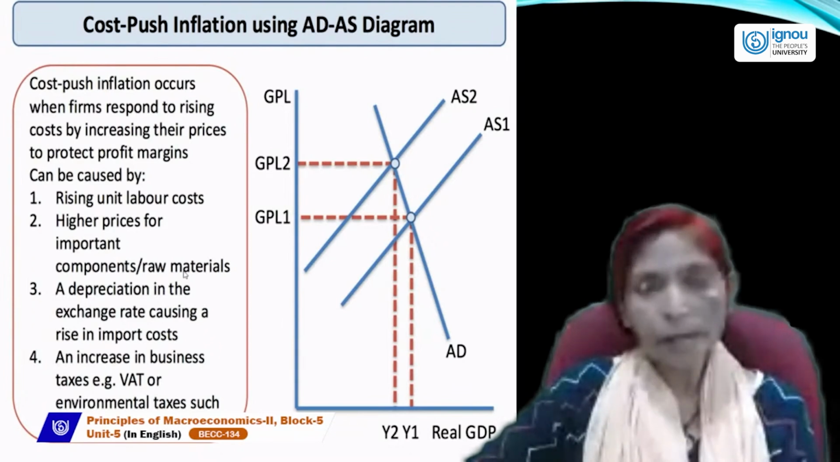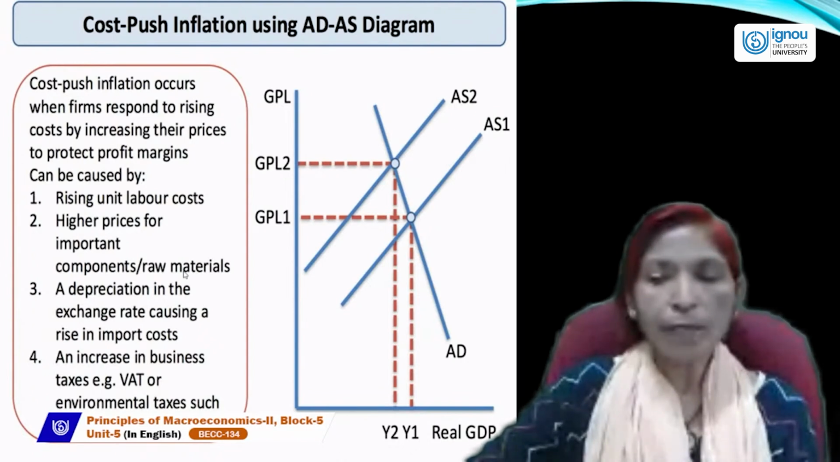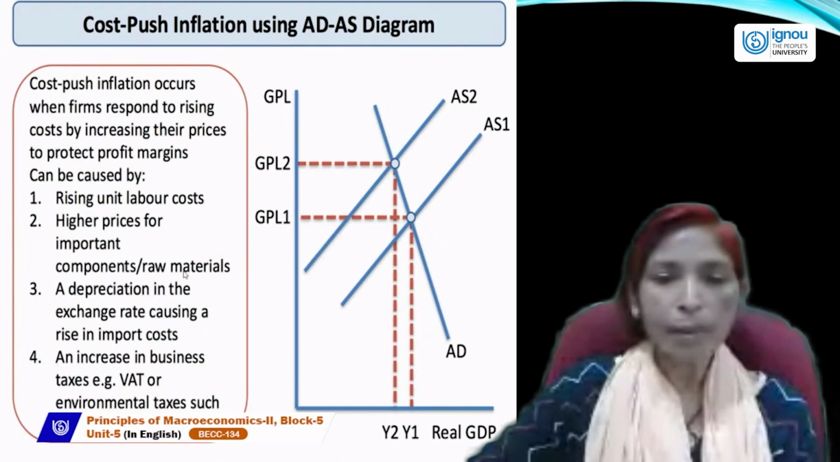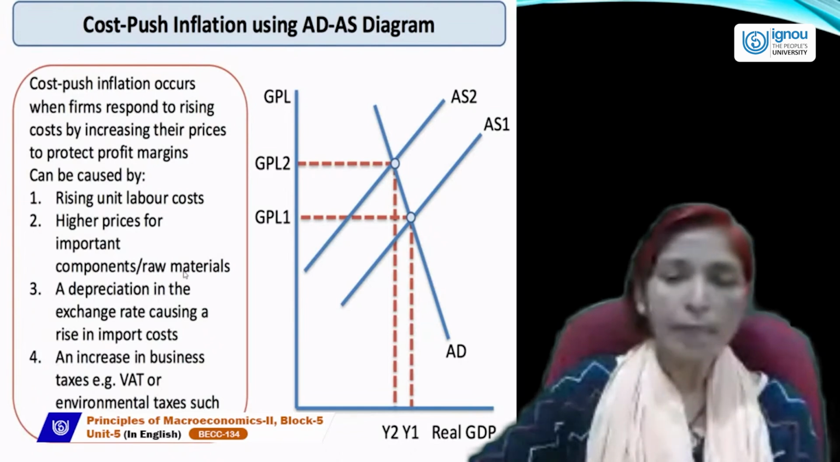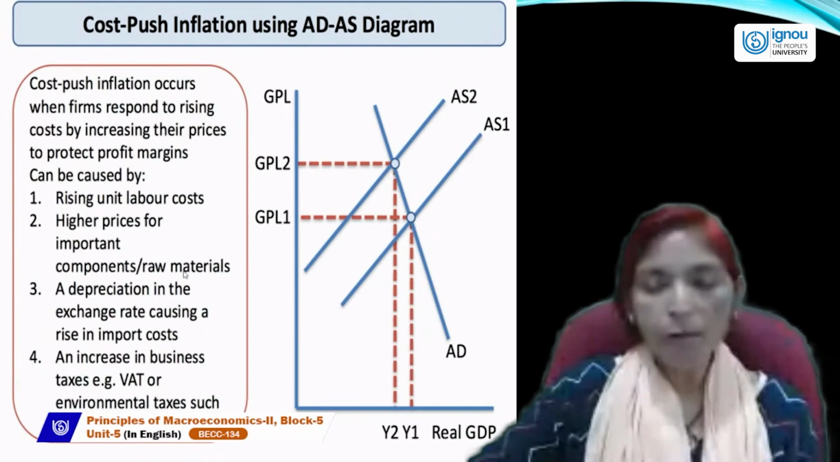In this diagram, AD is a downward sloping curve, AS is an upward sloping curve, where AS1 intersects AD. GPL, general price level 1, is determined, and if aggregate supply falls, the curve will shift to the left hand side. AS2 is showing falling aggregate supply. This new aggregate supply curve intersects the AD curve. At that point, another equilibrium point will be determined. At this equilibrium point, the general price level will increase from GPL1 to GPL2, and the output level will fall from Y1 to Y2.